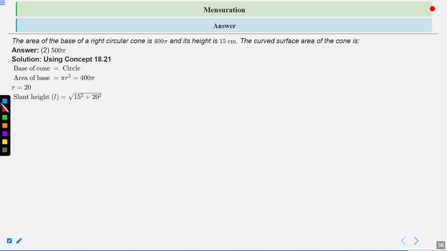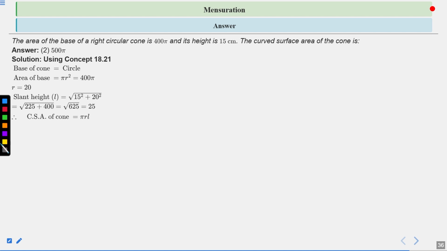So we need to calculate the slant height. Now we have the radius and we have the height, so we can calculate the slant height, because we need to calculate the curved surface area, and the formula of the curved surface area of a cone is pi r L. So we can calculate L. We get L, which is under root 225 plus 400, which becomes under root 625, which equals 25.